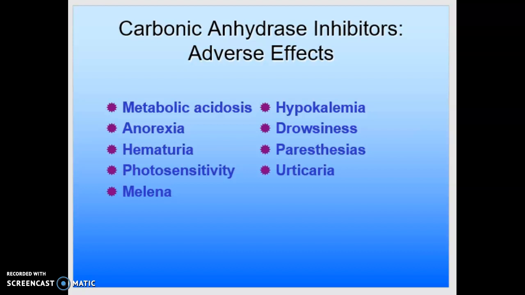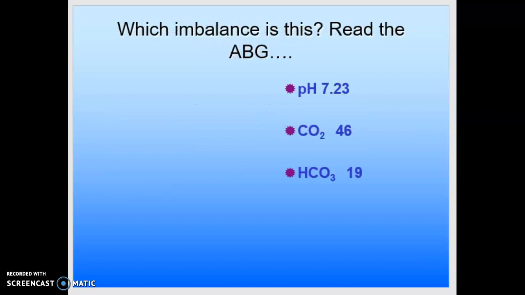Do you remember how to play tic-tac-toe? Let's try it. Which imbalance is this? Let's read the ABGs. Our pH is 7.23, our CO2 is 46, and our HCO3, 19. Well, since we're talking about carbonic anhydrase inhibitors, if you chose metabolic acidosis, you would be correct.